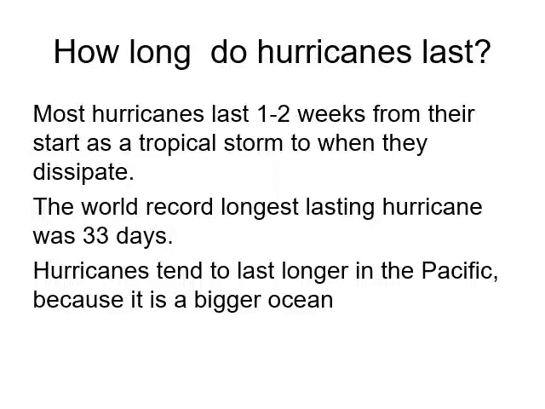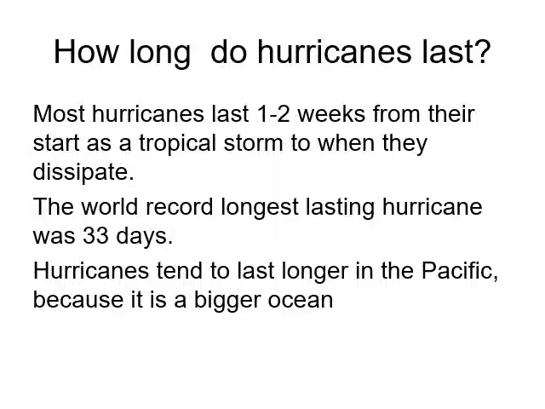Now, how long do these things last? Most times, this is a long process. It takes a long time for the hurricane to soak up enough water. And hurricane development is usually 1 to 2 weeks from when they start as a tropical storm to when they break apart. The world's longest lasting hurricane was 33 days.